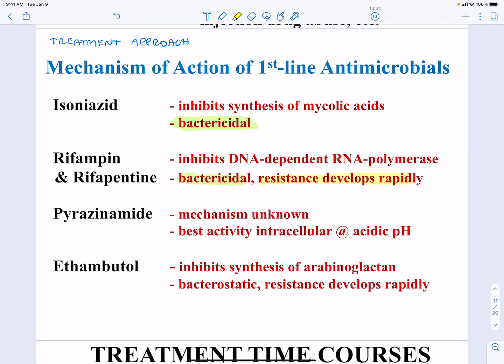Ethambutol is going to again inhibit the arabinoglycan, and that's the one that is going to link the peptidoglycan to the mycolic acid in the cell wall. And so this is going to be bacteriostatic, and resistance is going to develop rapidly for this one as well.